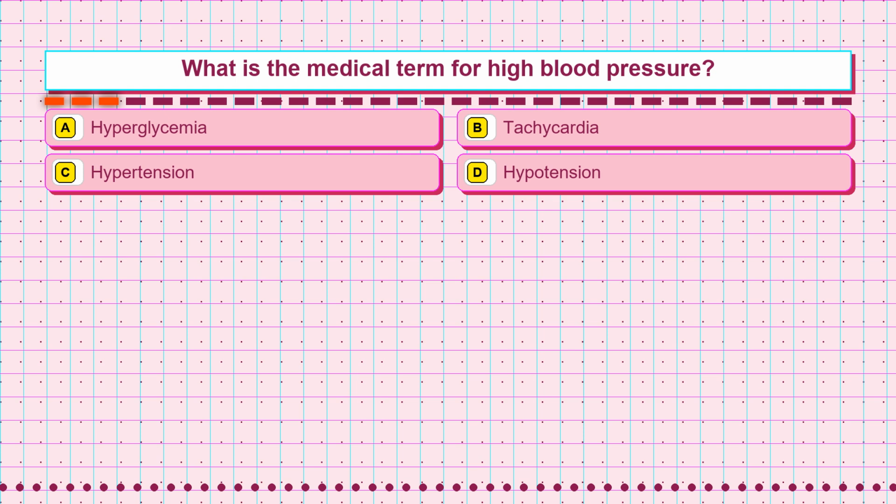Question 92. What is the medical term for high blood pressure? Option A. Hyperglycemia. Option B. Tachycardia. Option C. Hypertension. Option D. Hypotension.